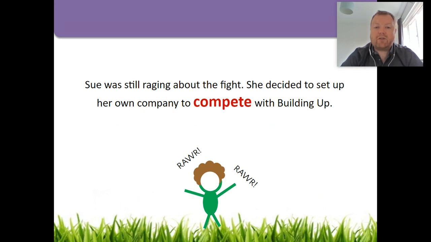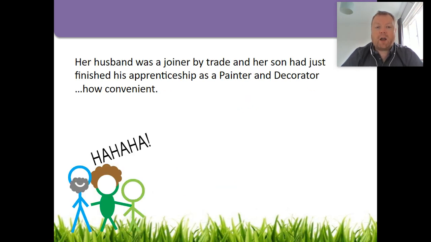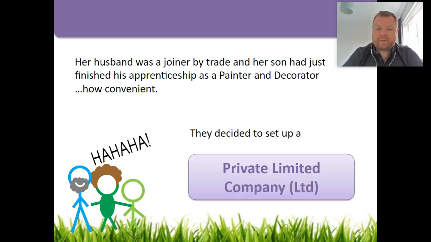Sue was still raging about the fight. She decided to start her own company to compete with Building Up. Her husband was a joiner by trade, and her son had just finished his apprenticeship as a painter and decorator, just to keep the gender balance going here. That was convenient. They decided to set up a new business, a private limited company.